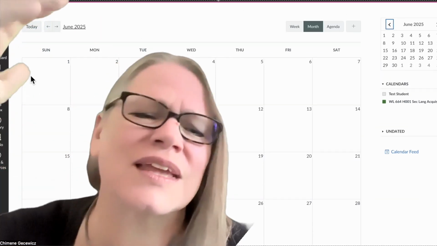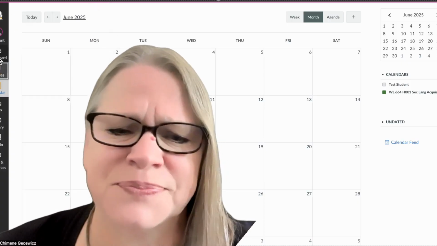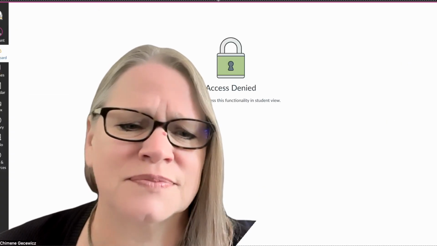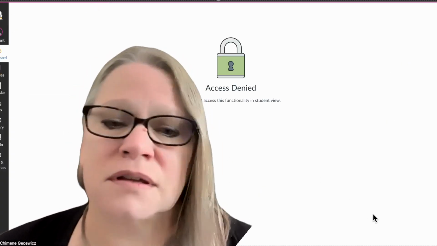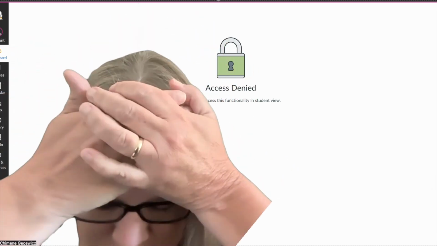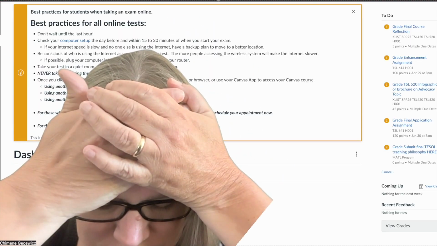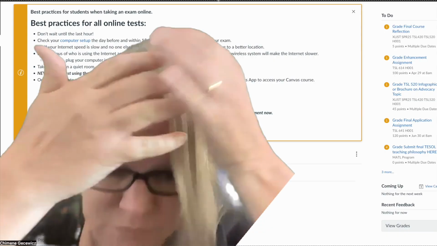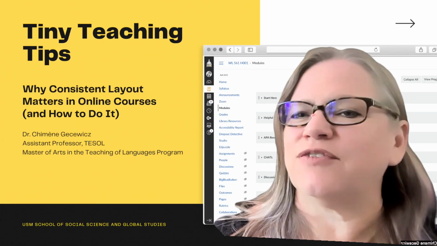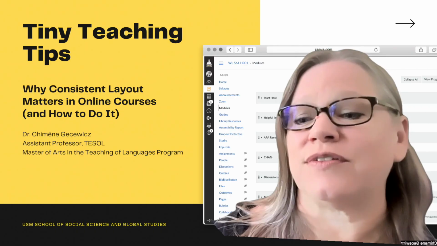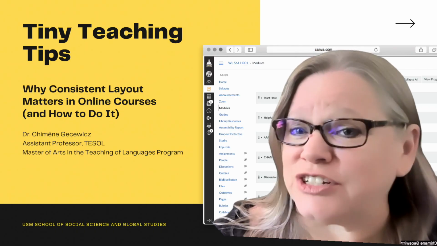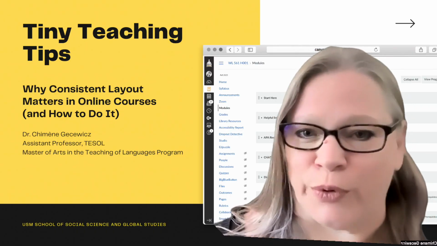And where's the reading? Is the discussion due today? Why are the instructions in the PDF this time instead of just on the page? Not ideal, right? If your course layout makes students feel like they're in a digital escape room, don't worry.